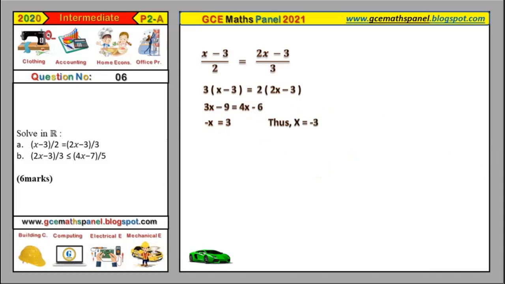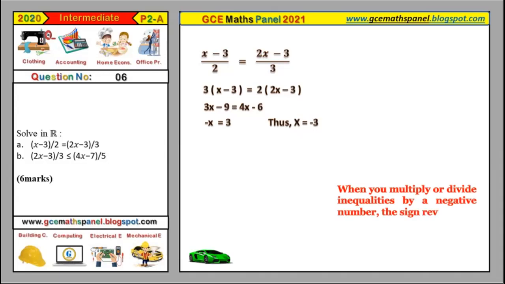Now, for the inequality, you must note that when you multiply or divide an inequality by a negative number, the sign actually reverses. So if the sign was strictly less than, it becomes strictly greater than, and vice versa. And if it's greater than or equal to, it becomes less than or equal to. Only when you divide or multiply by a negative number. It does not happen when you use a positive number. It remains the same when you multiply or divide by a positive number, but it reverses for a negative number.